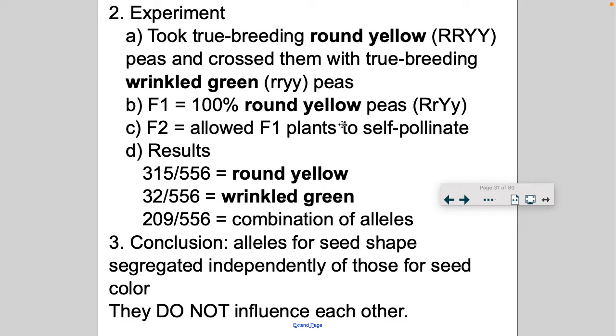These are the hybrids. Then he allowed the F1 plants to self-pollinate, created an F2, and these were the results of the F2.